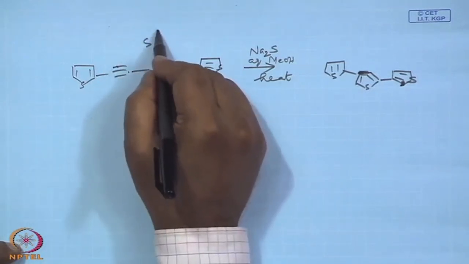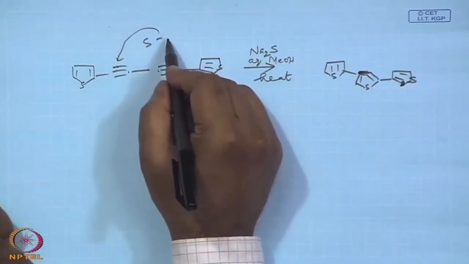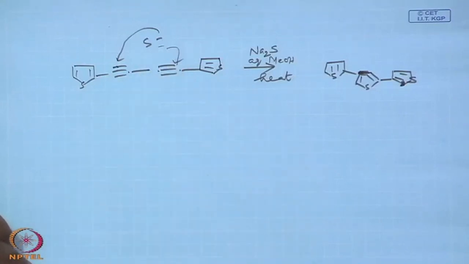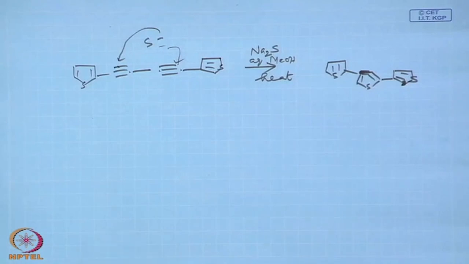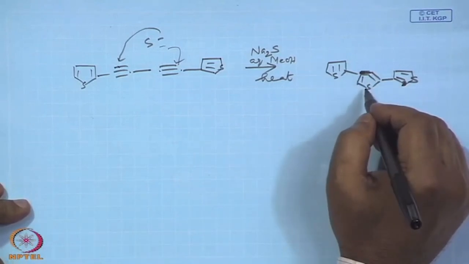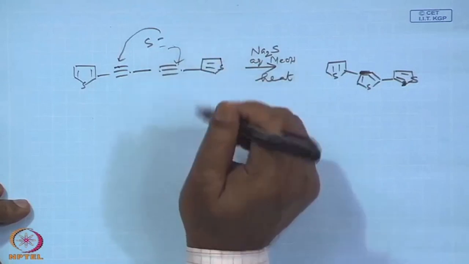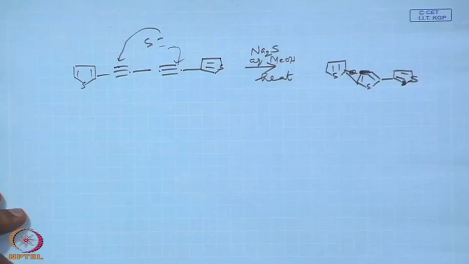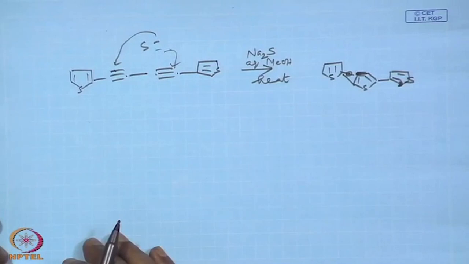1, 2, 3, 4. So sulfur minus would attack here, right? So that's okay, and then again there are two minuses, so it will undergo reactions with this. So sulfur minus would, I think there is a mistake somewhere here. It should be 2,5 substituted, the middle one should be 2,5 substituted, right? Yes, I think it should be 2,5 substituted thiophene. So that means basically a trinuclear thiophene derivative would be produced.